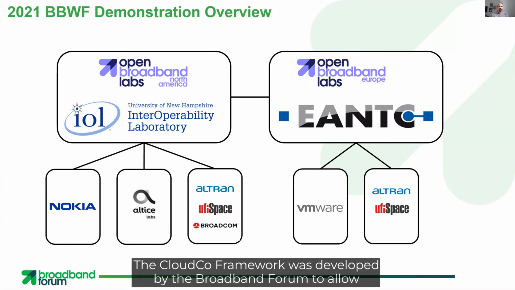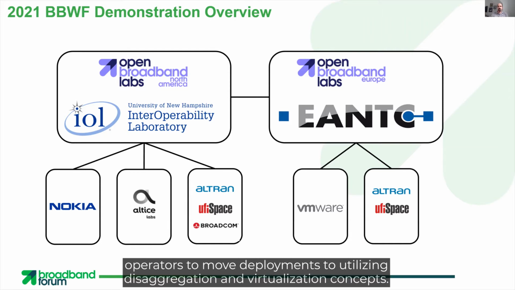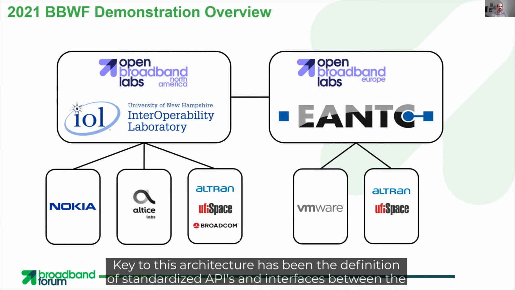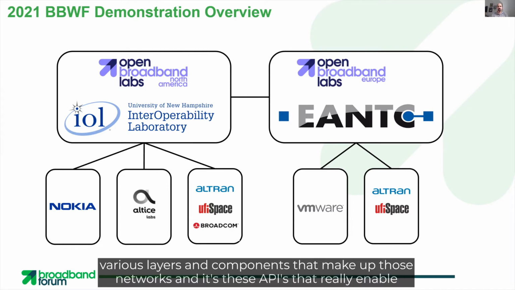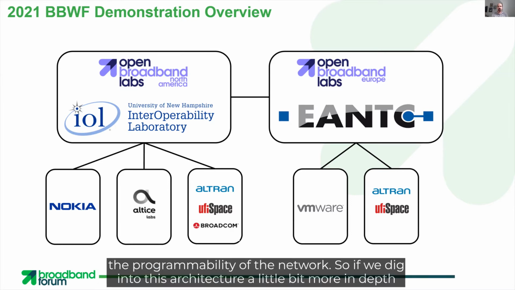The CloudCO framework was developed by the Broadband Forum to allow operators to move deployments to utilizing disaggregation and virtualization concepts. Key to this architecture has been the definition of standardized APIs and interfaces between the various layers and components that make up those networks. And it's these APIs that really enable the programmability of the network.